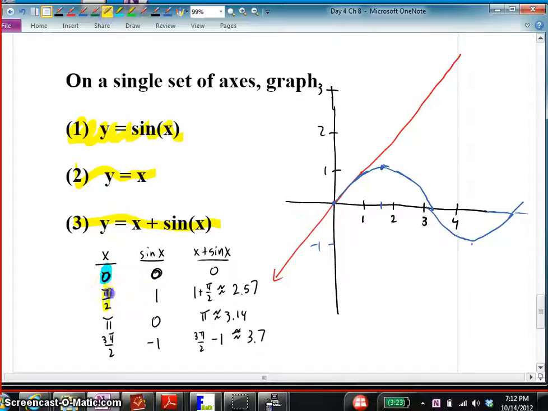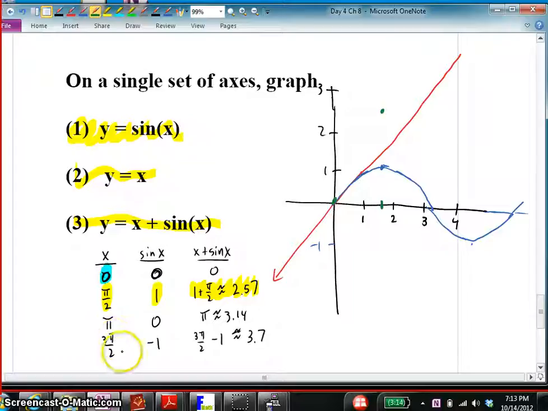At pi over 2, the value of x is pi over 2, the value of sine of x is 1, and then x plus sine of x is 1 plus pi over 2, which is about 2.57. So I'm going to plot that point on there. We're at pi over 2, which I'm saying is about right here, and we're at about 2.57, which maybe is up there. Okay, so we've got that.